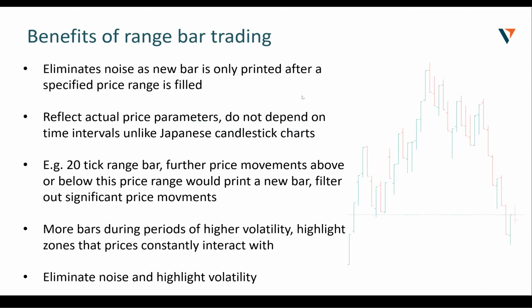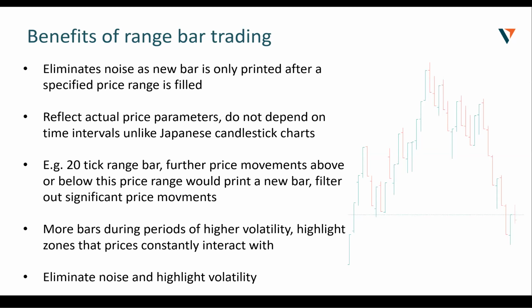So let's first take a look at the different benefits of range bar trading. I would say in general, the most commonly used chart would probably be Japanese candlestick patterns. So just a quick recap from where we left off at part 1. The main difference between Japanese candlestick patterns and range bars is that range bars are independent of time. How range bars are constructed is that the user would specify a specific range that they would want before the next bar would be printed.